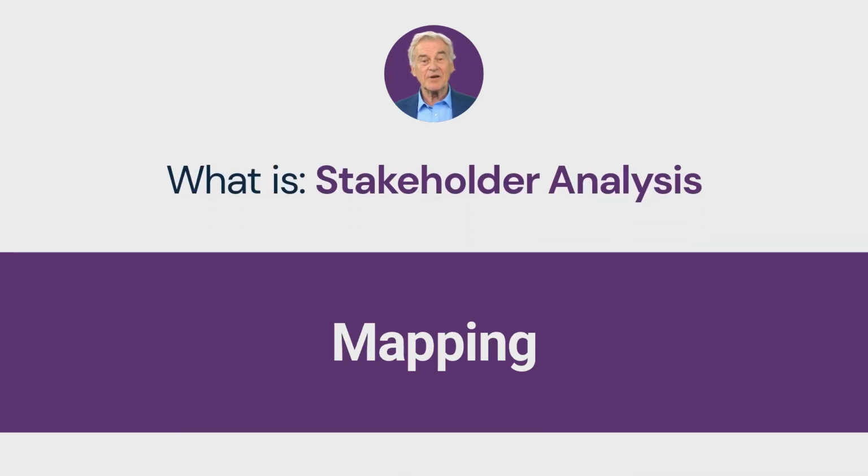Mapping. Once stakeholders are identified, they are mapped based on their level of influence or power and their level of interest or concern in the project. This mapping helps visualize the stakeholder landscape and prioritize engagement efforts.